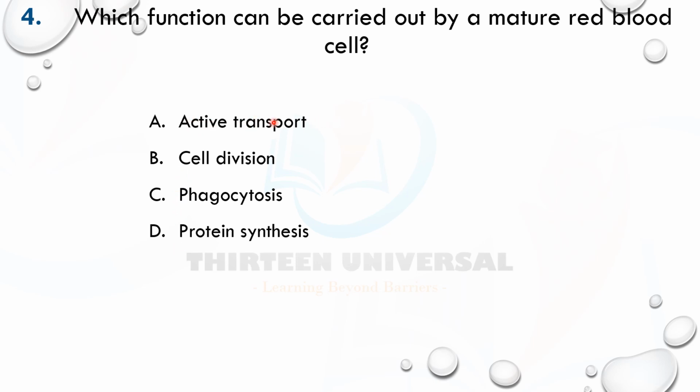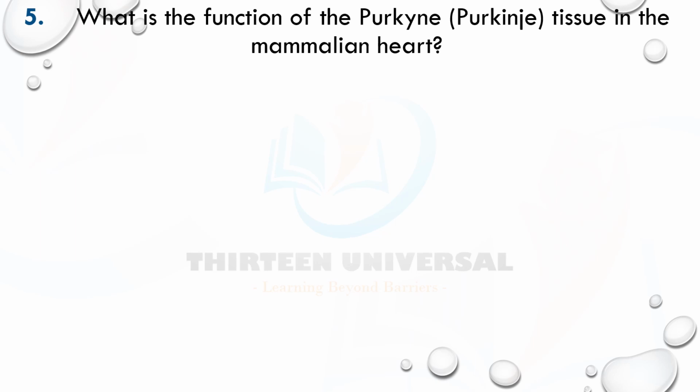A, active transport. Here they may have mitochondria for active transport. Yes, so that is the answer, right? Number 5, what is the function of porcine tissue in the mammalian heart?